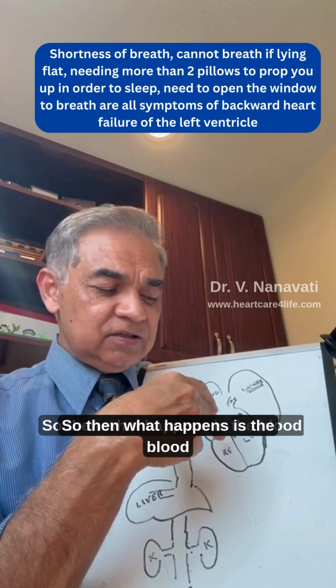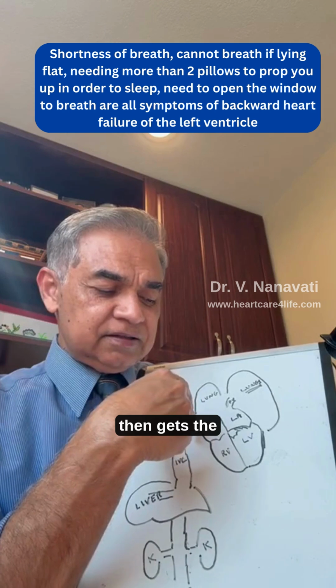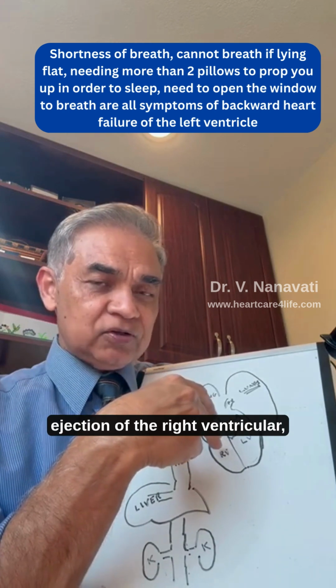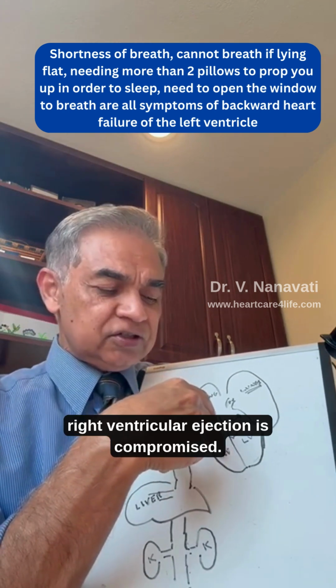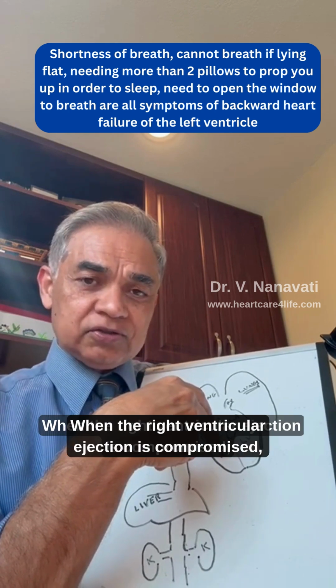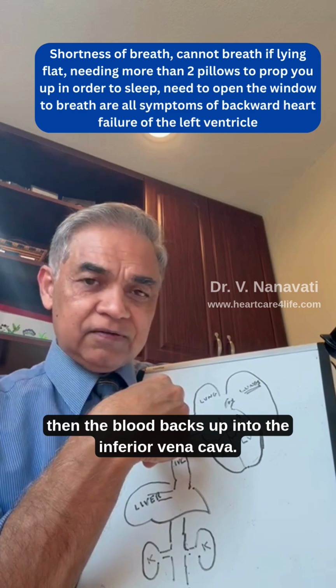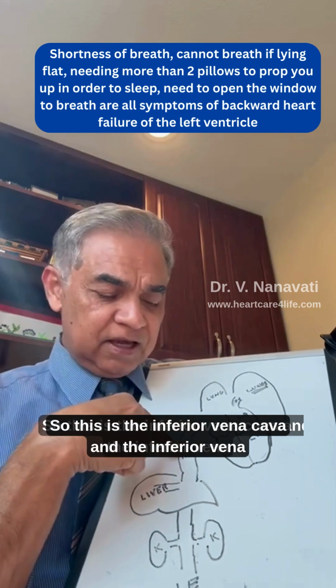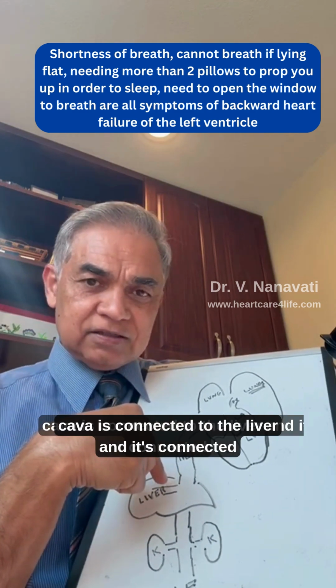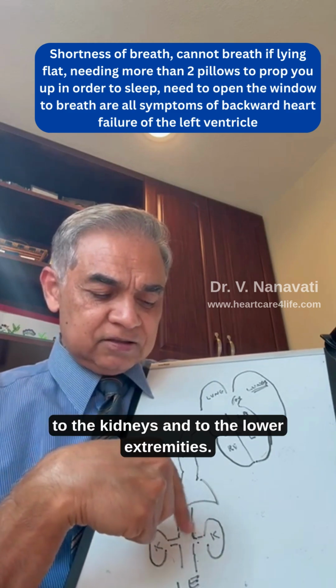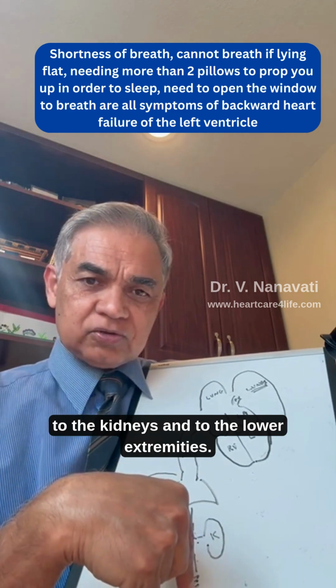So then the right ventricular ejection is compromised. When the right ventricular ejection is compromised, then the blood backs up into the inferior vena cava. So this is the inferior vena cava, and the inferior vena cava is connected to the liver, and it's connected to the kidneys and to the lower extremities.